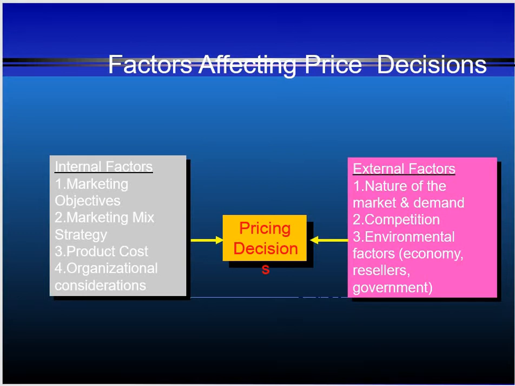Then there are some external factors. In there we can say nature of market and demand, competition, and environmental factors like economy, resellers, and government. In internal factors we thought about organizational consideration, where I told you about wholesalers and retailers. In external factors we again have resellers. Resellers means we have distributors and then we have retailers. Both are what we call resellers.